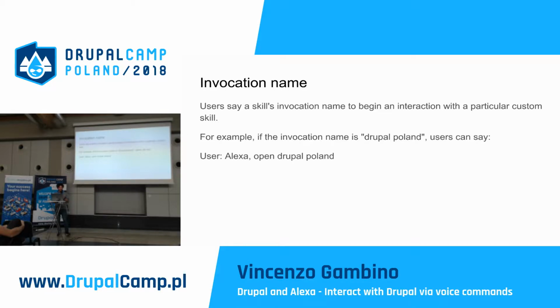So the invocation name, as I said, is said at the beginning of the interaction. For example, if we have an app and the invocation name is Drupal Poland, the user will say, Alexa, open Drupal Poland. In this case, it will start the session with the skill.